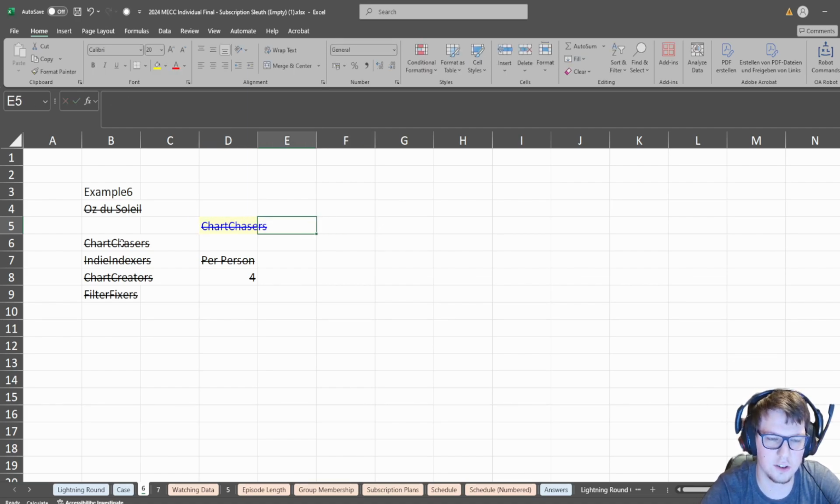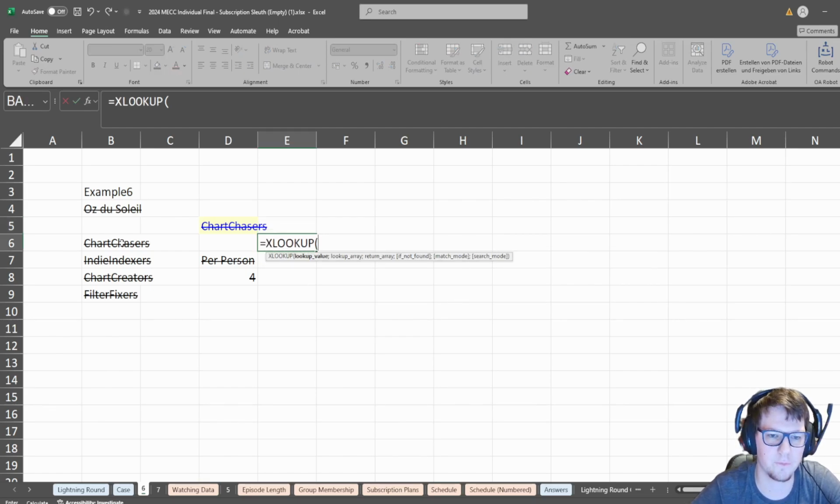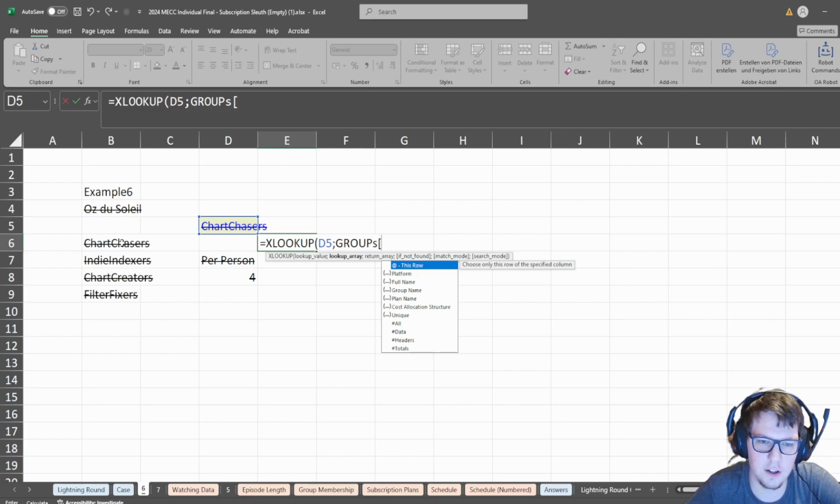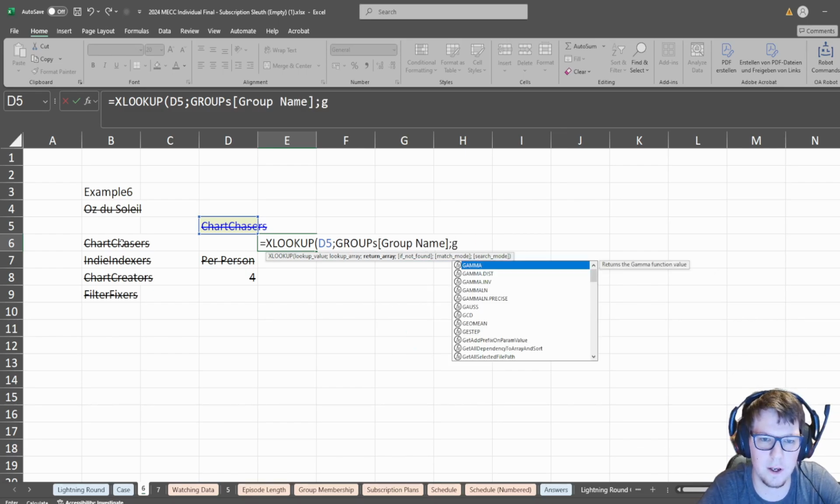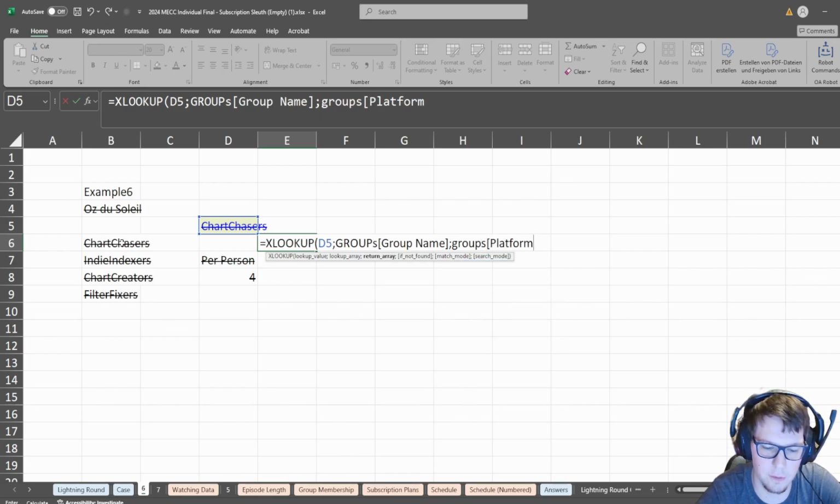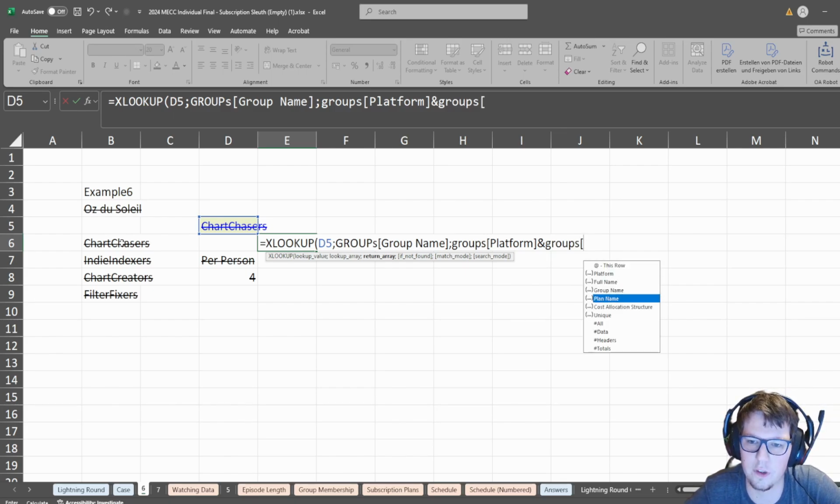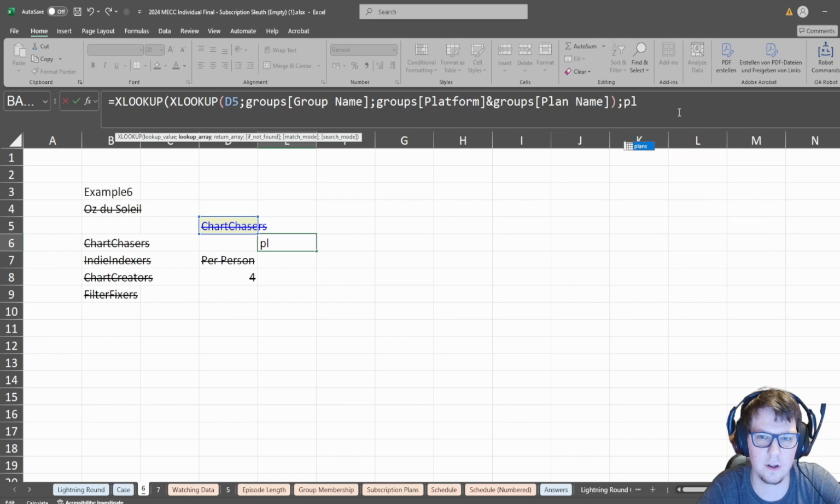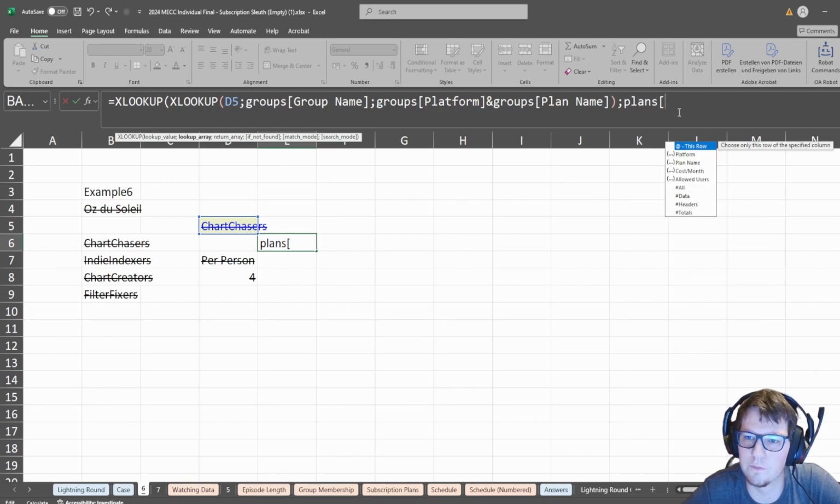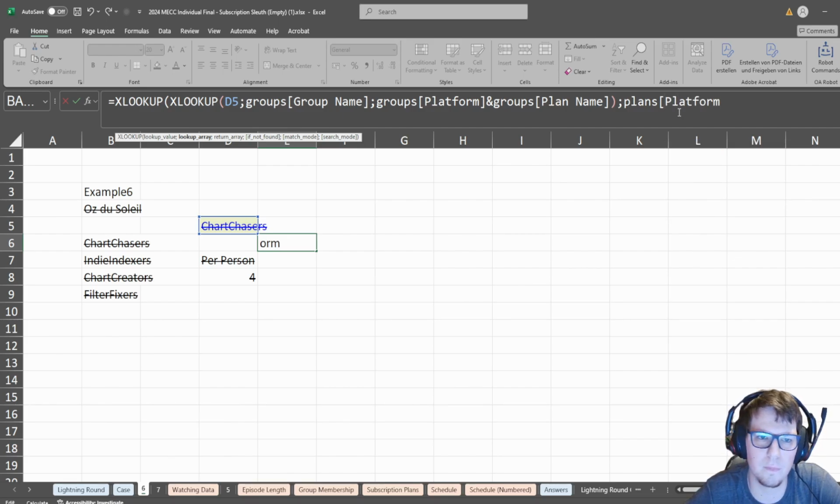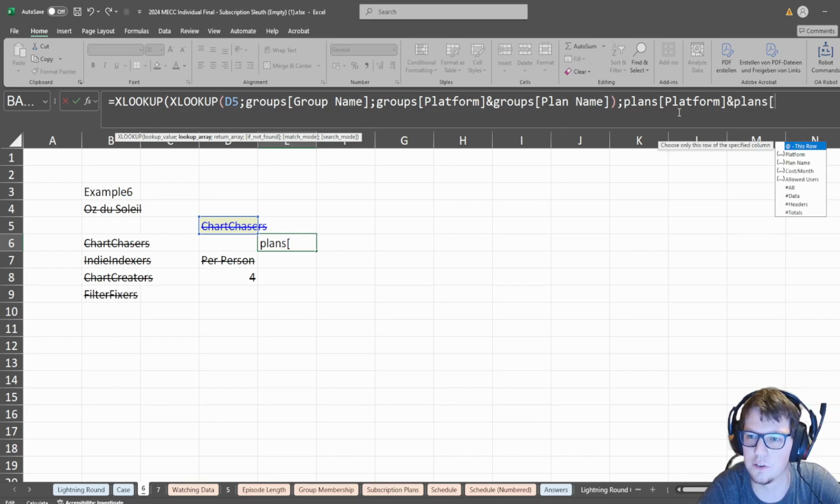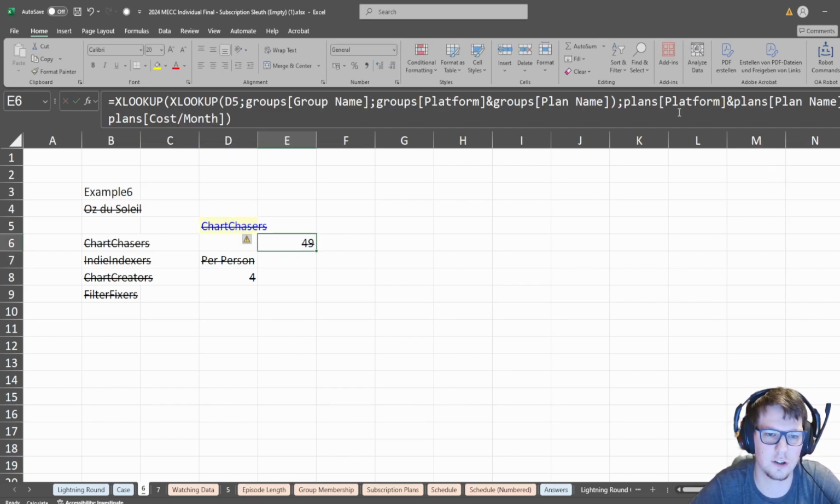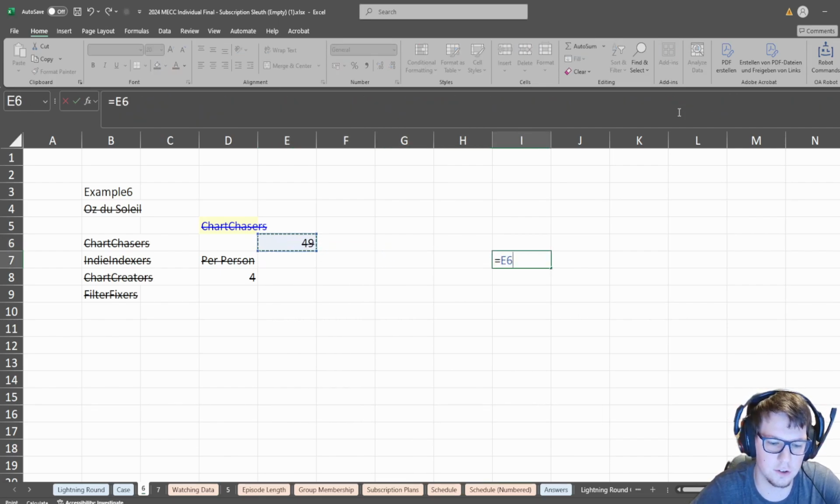So for this we have to look up this in the different groups. We have to look up this in group name and return the platform and the plan name, just written together, and then we can look up this in our plans. Platform and plans plan name, and return from plans cost per month. So we have 49, and I will just write 49 here.